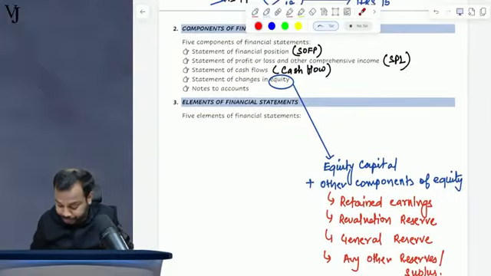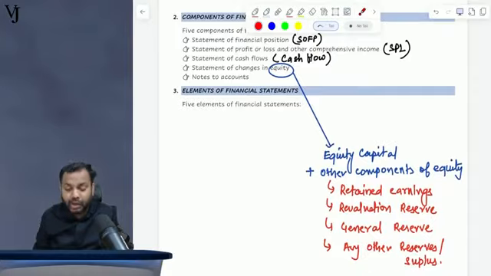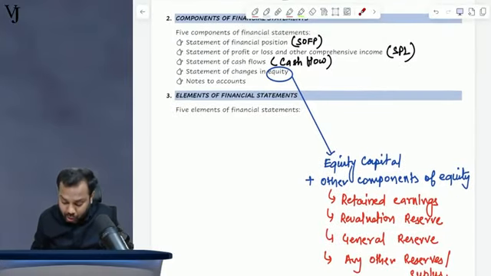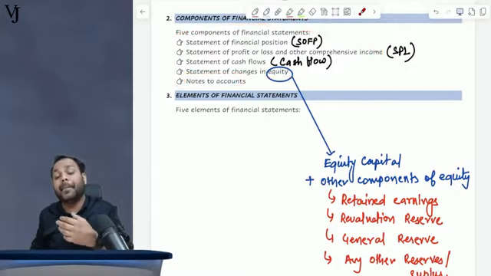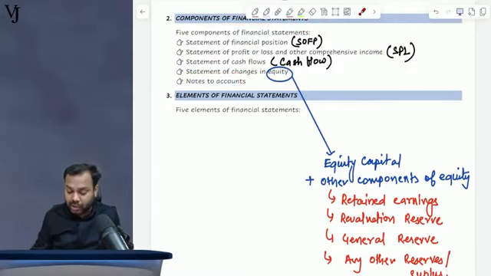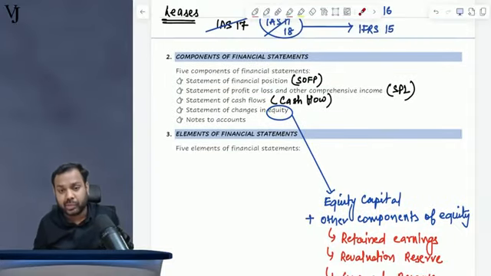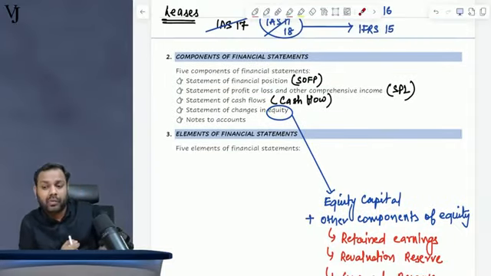Okay. Now coming to notes to accounts. Notes to accounts is nothing but it just elaborates or explains all these components in a better manner. This is what is called as the components of financial statements. Tell me guys, are the components of financial statements clear to all of you? Come on guys, please tell me.